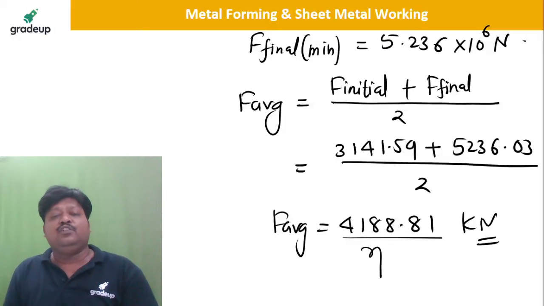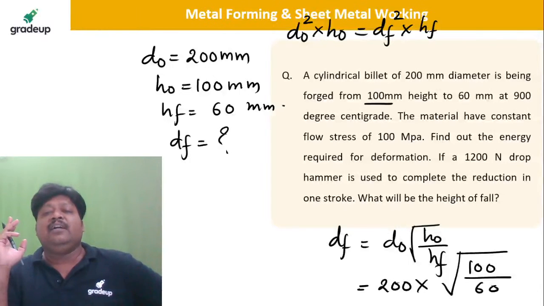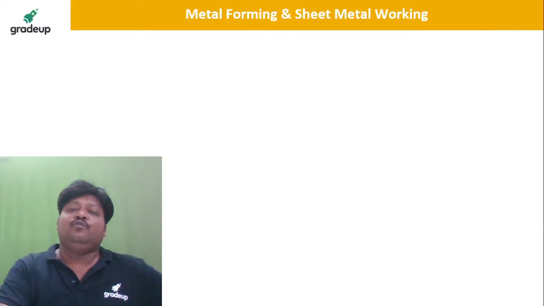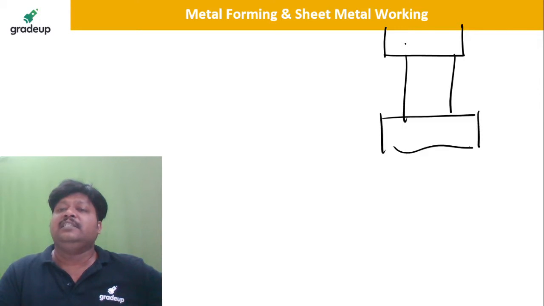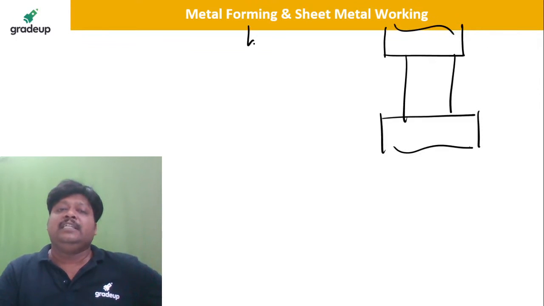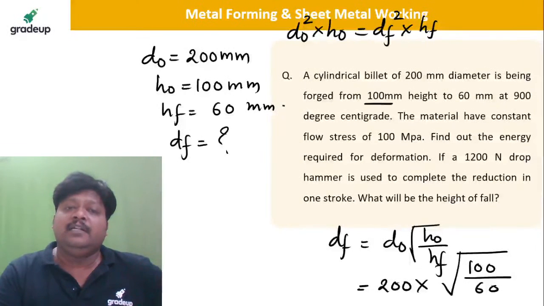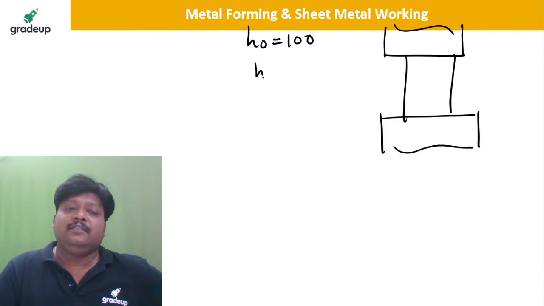Right. Once you get the forging force, dear students, find out the energy required for the deformation. So how to determine the energy? You got the force here. Now the energy: from the initial height to the final height, you have deformed this given cylindrical workpiece. The initial height was 100 and the final height was 60 millimeter.